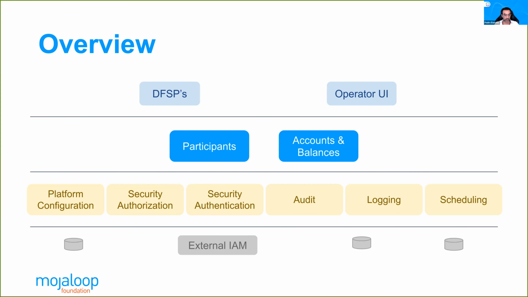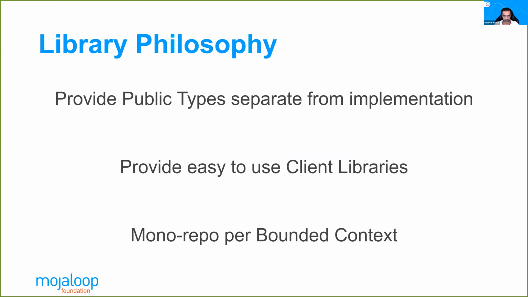So we have platform configuration, security, and security we're splitting in two parts: authorization and authentication, and this is an important distinction. We have auditing, logging, and scheduling. And on the bottom part, what you see is either data stores or external systems that we integrate with. So again, don't take this as a formal diagram. This is not how the architecture actually works. This is just for ease of representation.